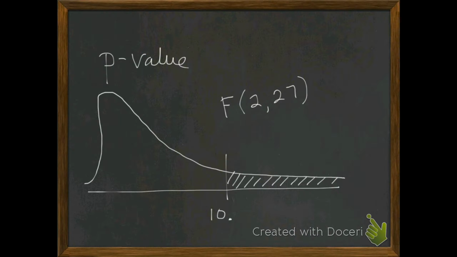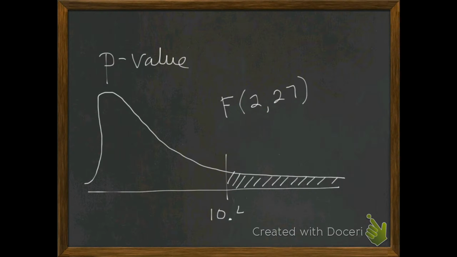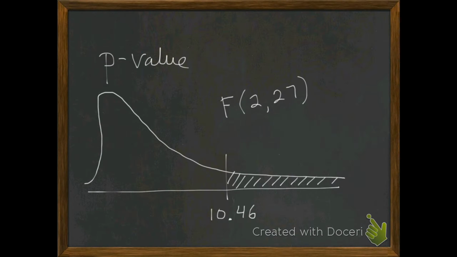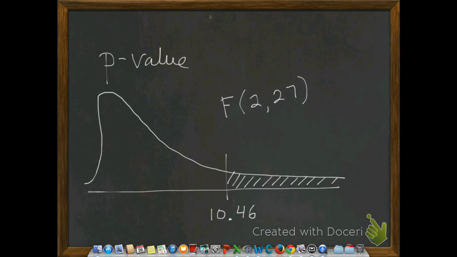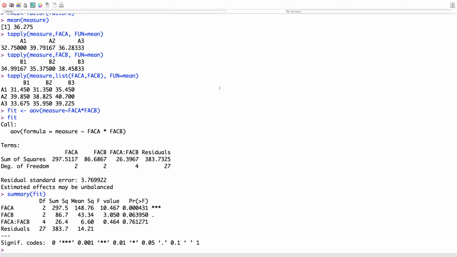for 10.46. Well, guys, R can do that for us. Very quickly. And it works with PF.